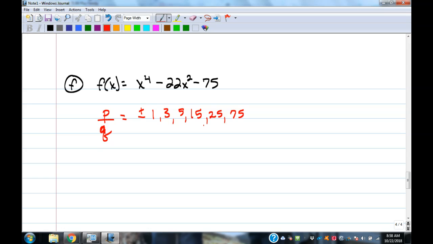The factors of Q. What's Q? 1. So that means we're going to just divide all those by 1. So it's not going to change our list any or make it any longer. So I'm just going to stop there, and that's my list. Because the leading coefficient is 1, I can do that. Okay, so my list has been narrowed down to 12 numbers. All right.